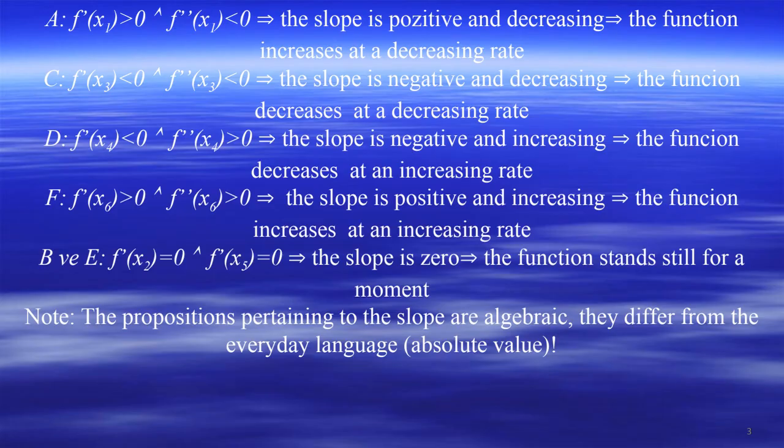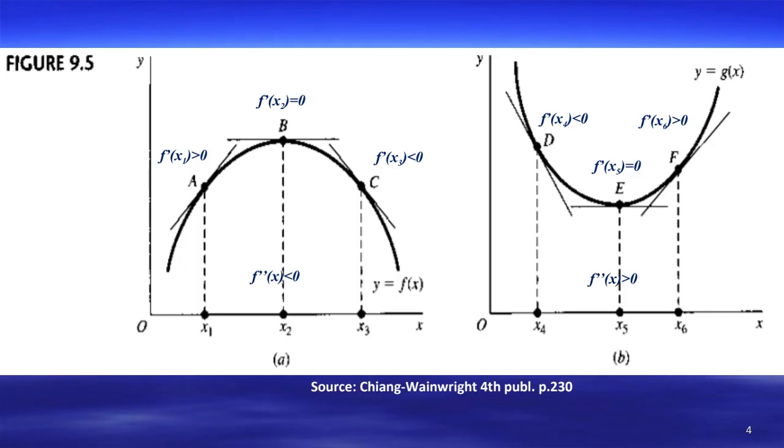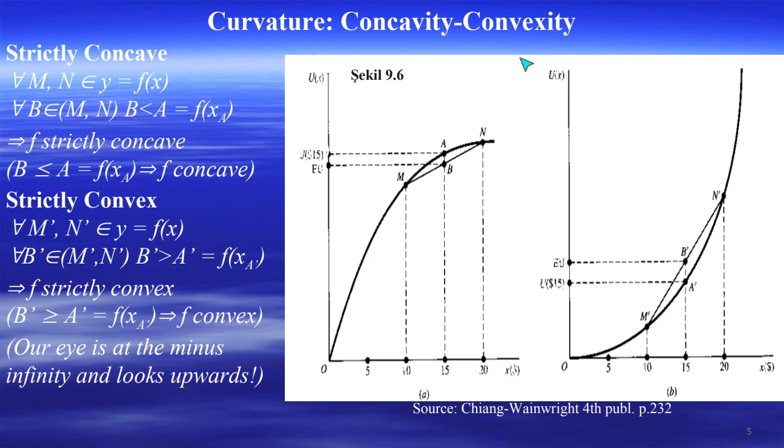Let's see. Yes, we have gone through all this. So, what is this concavity, convexity business, curvature? When we say curvature, the slope is the first derivative. It shows the slope of the function, the slope of the tangent line at a point of the function. The curvature is how the function becomes curved, which means concave or convex. Concavity, convexity.